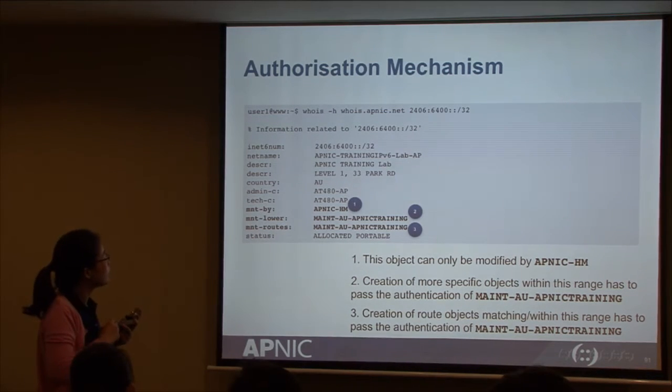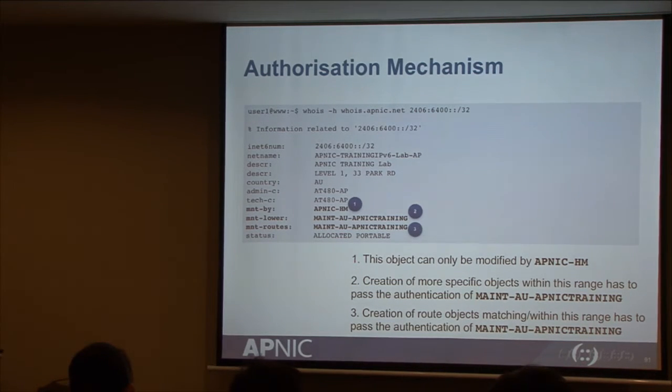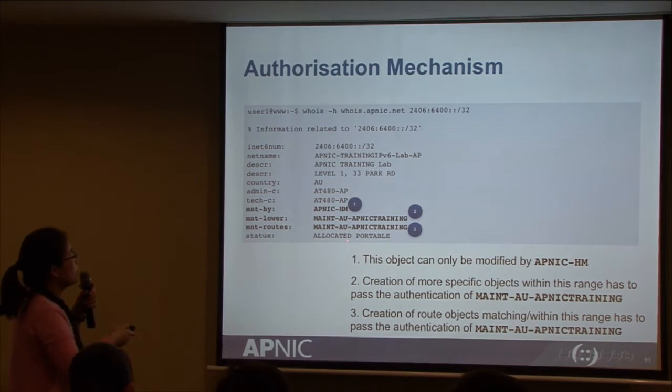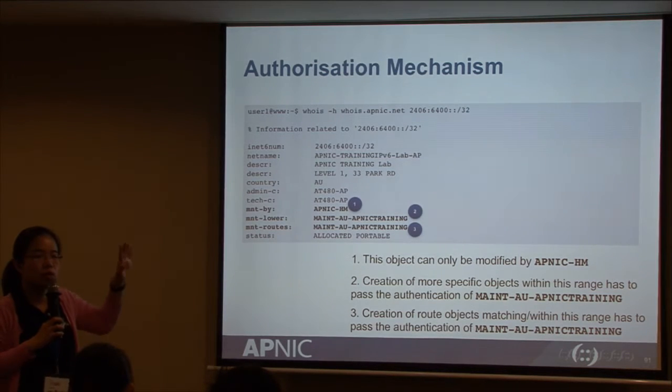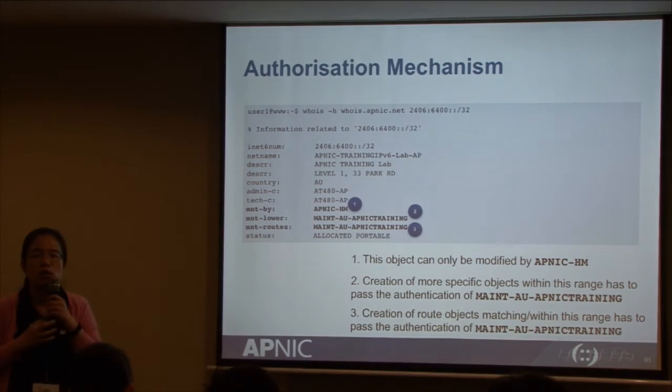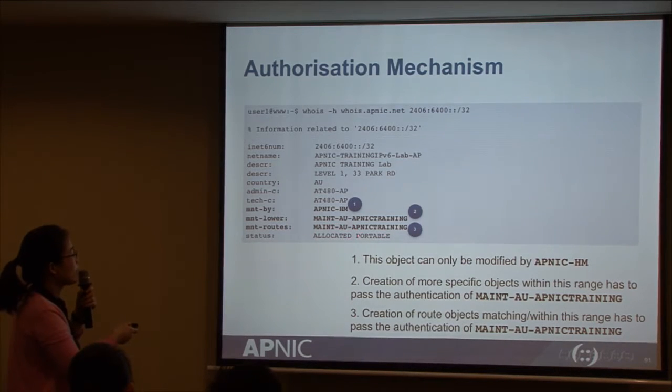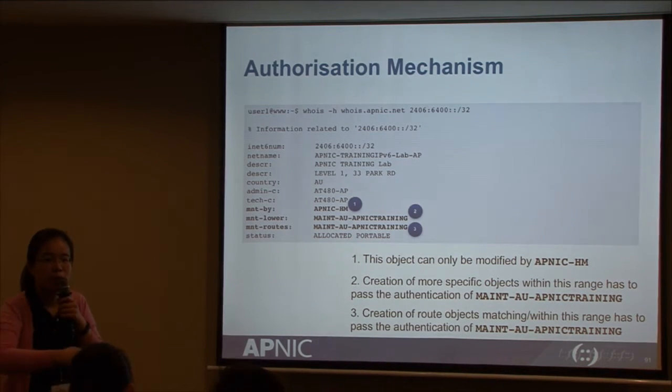Now we move to the maintainer. You can see we have maintained by and maintained lower. The maintained by is maintained by APNIC hostmaster, so this /32 block is directly from APNIC, and it is allocated portable. Allocated portable means I applied for this address to use for further distribution, because I got it directly from APNIC.